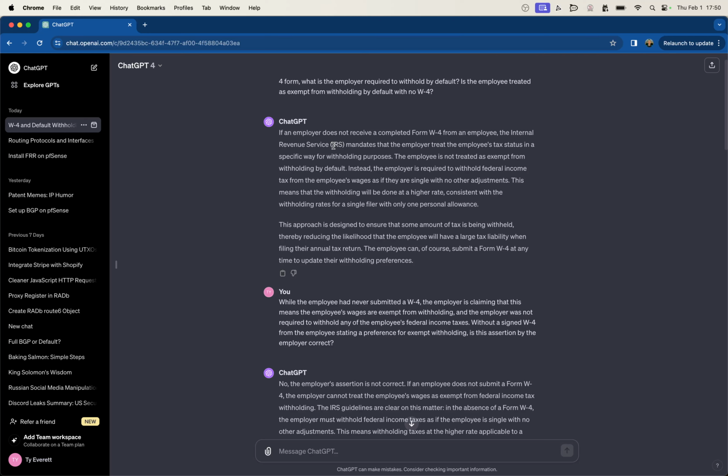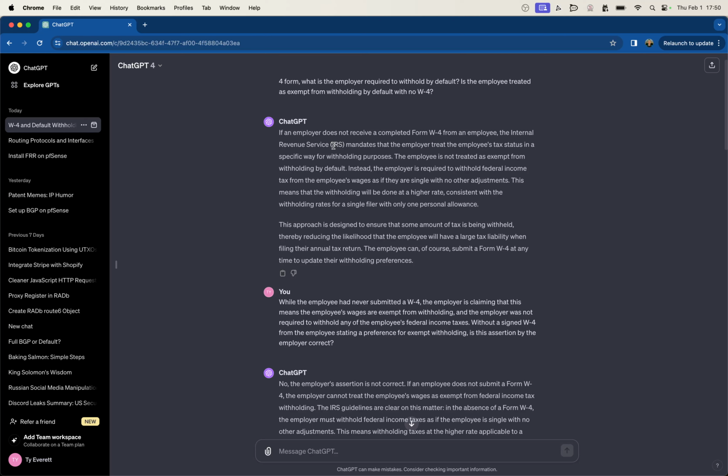If an employee does not submit a Form W-4, the employer cannot treat the employee's wages as exempt from federal income tax withholding. The IRS guidelines are clear on this matter. The absence of a Form W-4 means the employer must withhold federal income taxes as if the employee is single with no other adjustments. This means withholding taxes at the higher rate applicable to a single filer with only the standard deduction.